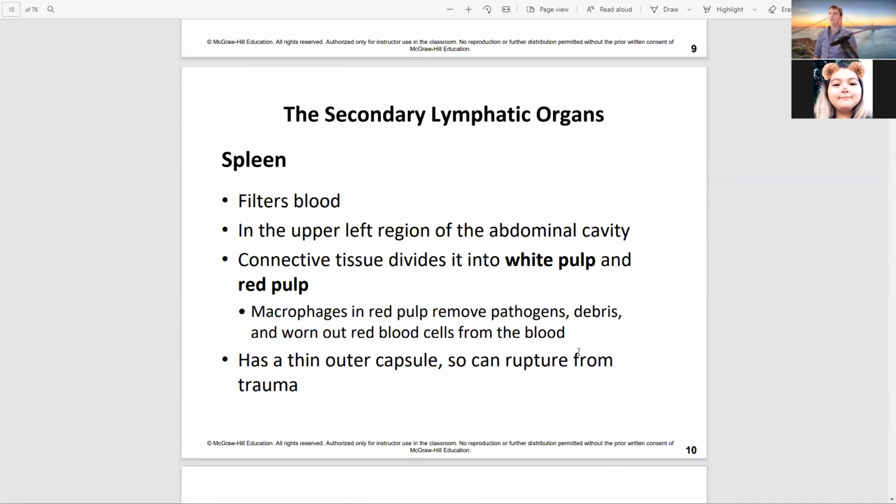So secondary lymphatic organs, the spleen filters blood, is in the upper left region of the abdominal cavity. Connective tissue divides it into white pulp and red pulp. Macrophages in red pulp remove pathogens, debris, and worn out red blood cells from the blood. It has a thin outer capsule, so it can rupture from trauma.